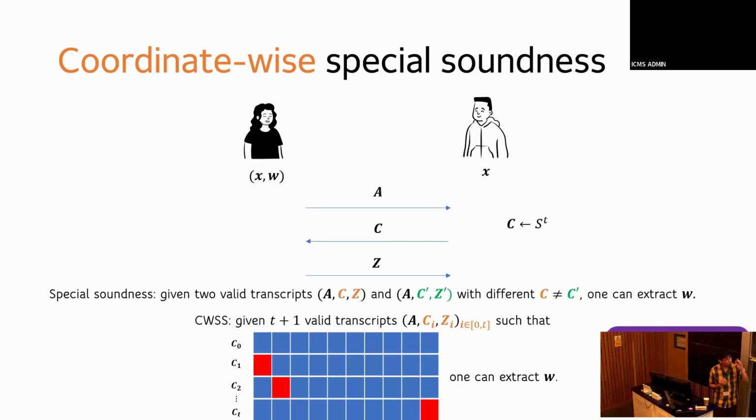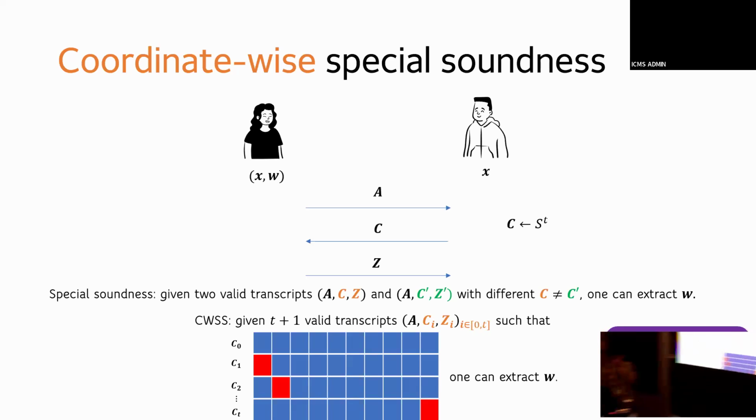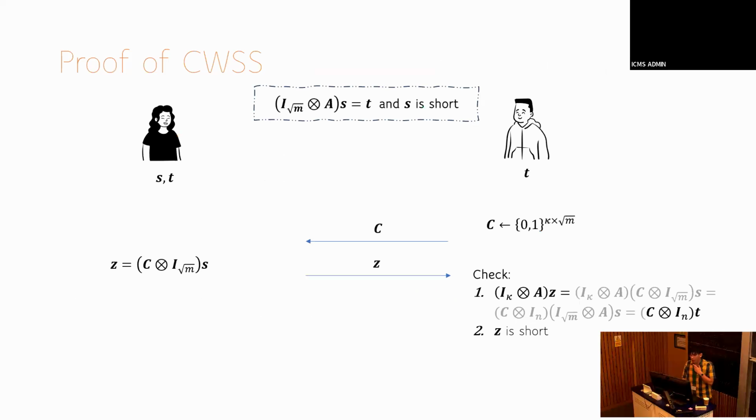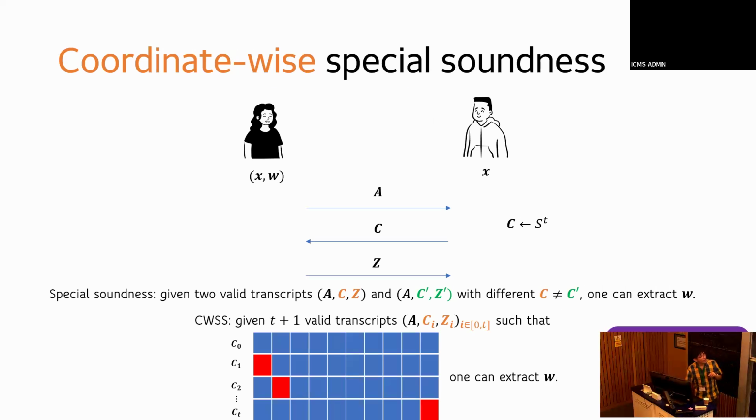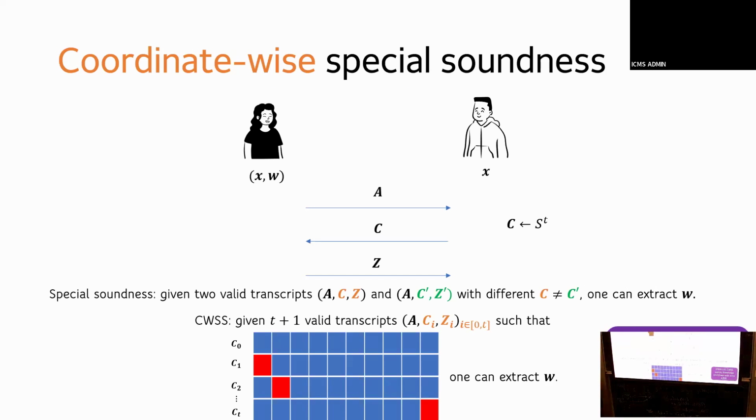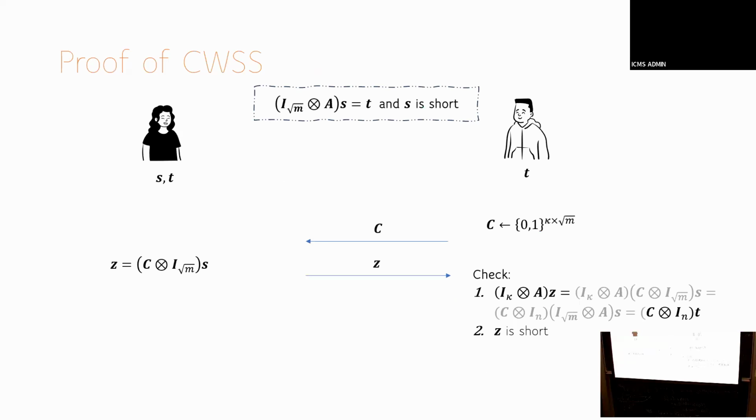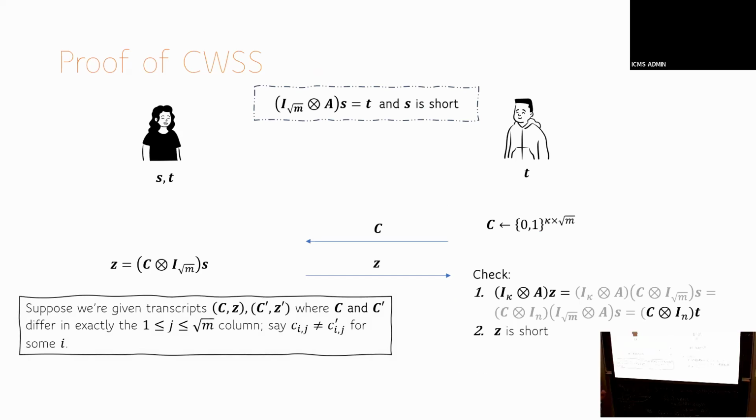Yeah, so there's this result that if you have coordinate-wise special soundness, then you get knowledge soundness, with error T divided by the size of the space of one coordinate. Okay, so in our example, I will look at C to be a vector of square root of m coordinates, where each coordinate is a binary vector of length kappa. And in this particular setting, the size of S would be 2 to the kappa. So we get negligible soundness error. Okay, so let's just prove coordinate-wise special soundness.